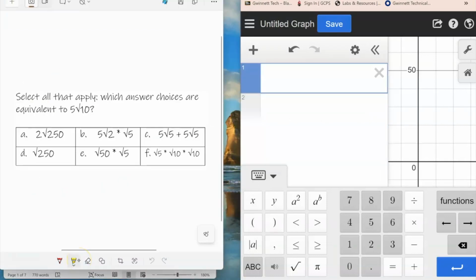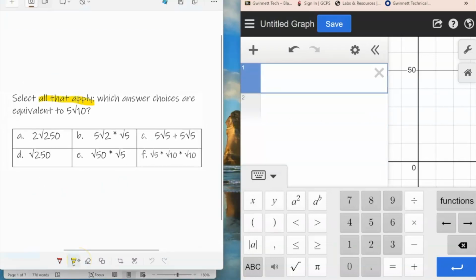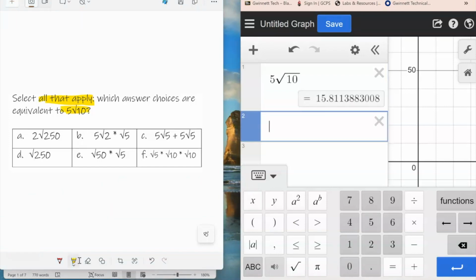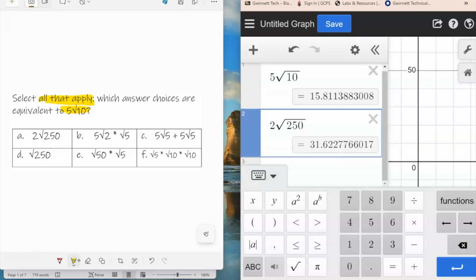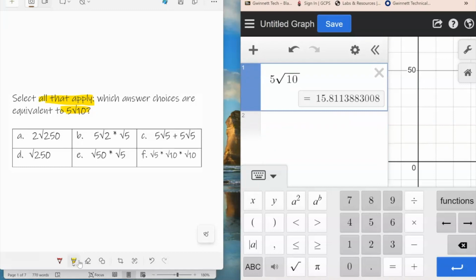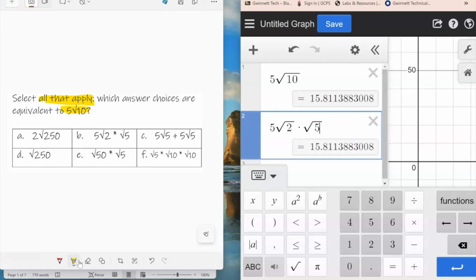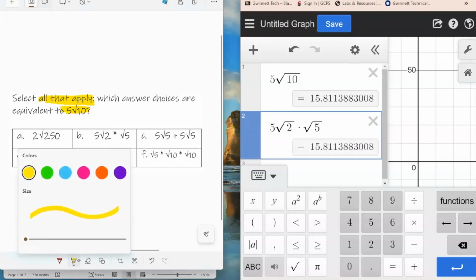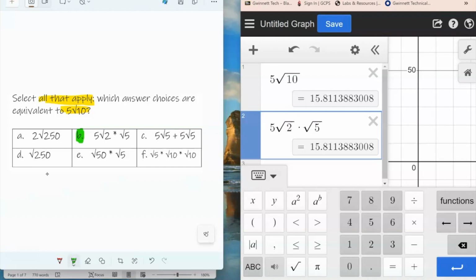All right, so this is a select all that apply, which means there might be multiple answers. Which answer choices are equivalent, the same as 5 radical 10? So you put your question in the calculator. I want them all to be 5 radical 10. And then you put all your answer choices and just match the decimal. If it's the same, then it's the same. So let's say the first one, is that the same? No, so that's not an answer choice. Let's try the second one. So 5 radical 2 times radical 5. Is that the same? Oh, yep, that is the same. So B is a correct answer. We're going to keep going.